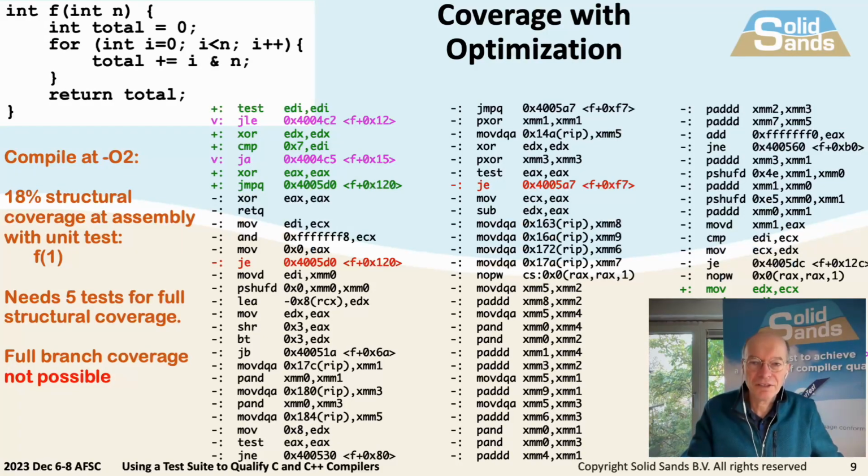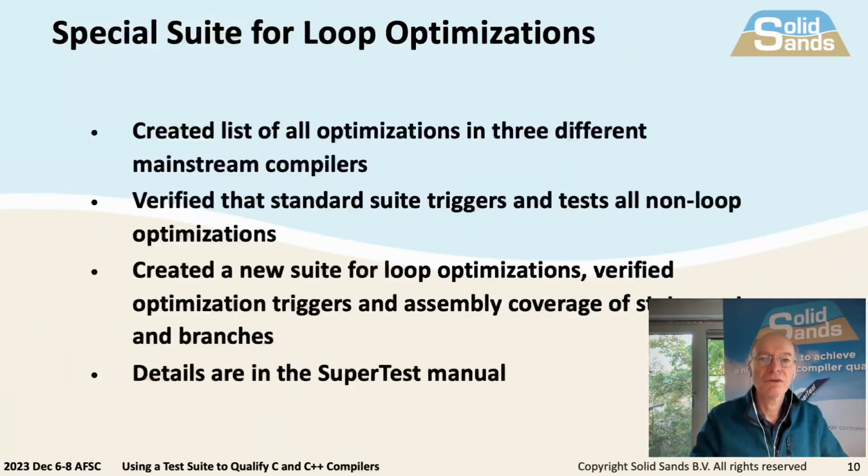However, we have here a lot of generated code by the compiler, and we want to make sure that it is actually verified. So what we've done in SuperTest is provide a special test suite for loop optimizations. We have first created a list of all possible optimizations in 3 different mainstream compilers. Then we have looked at all the non-loop optimizations, and we have verified that our standard test suite triggers them all and also verifies that they are correctly executed.